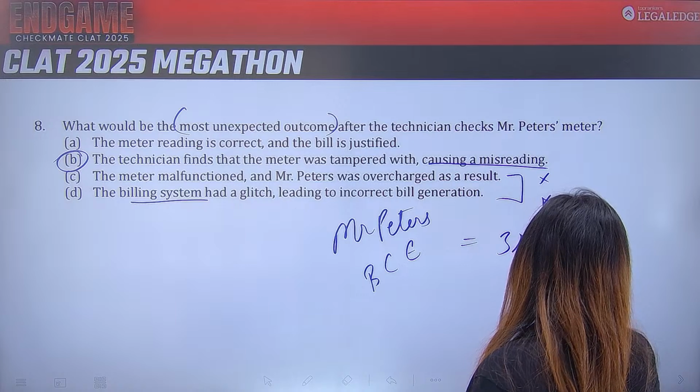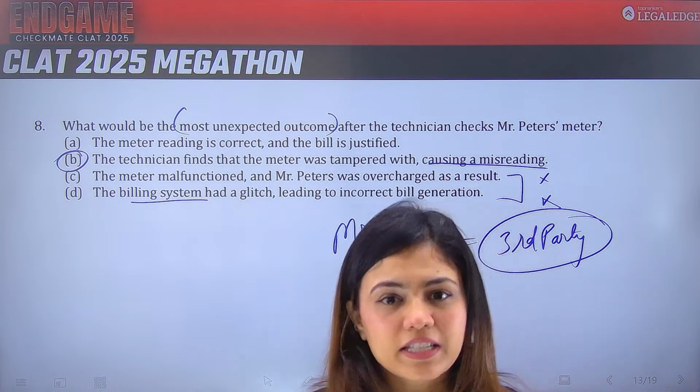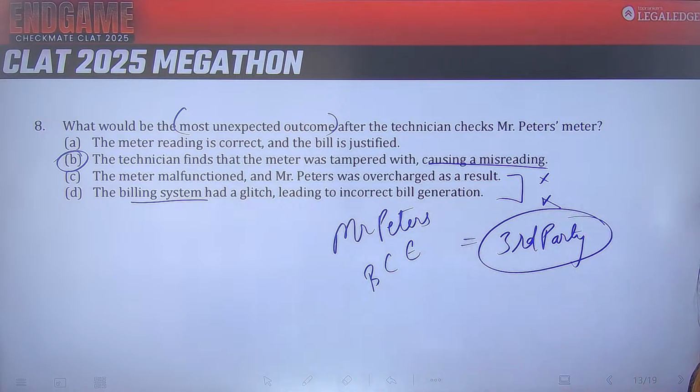So this is something which is going to come across as unexpected. ठीक है. So that's the reason B is the answer. Most people chose C, right? But I hope you have understood why C is not the answer.